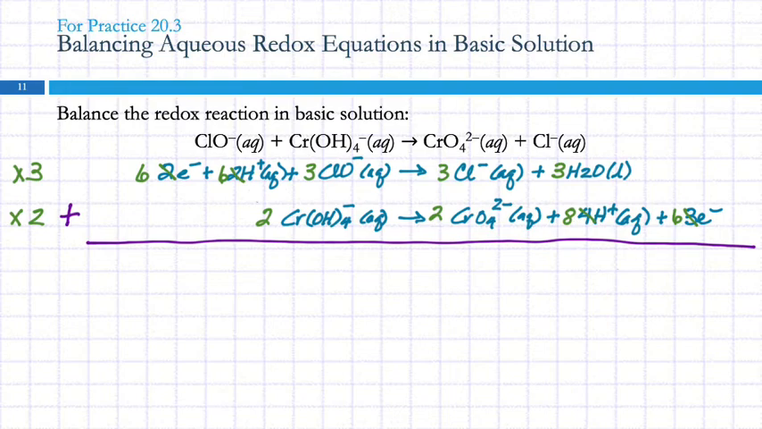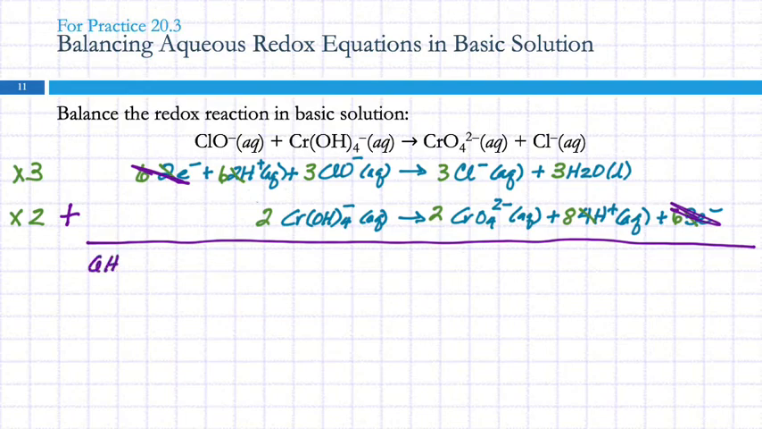Add them together. We've set it up so that we have 6 electrons on one side, 6 electrons on the other side. You cross those out. We've got 6 hydrogen ions here and 8 hydrogen ions there. We could fix it now, or we can fix it later. Let's fix it later. Not super later, but a little bit later.